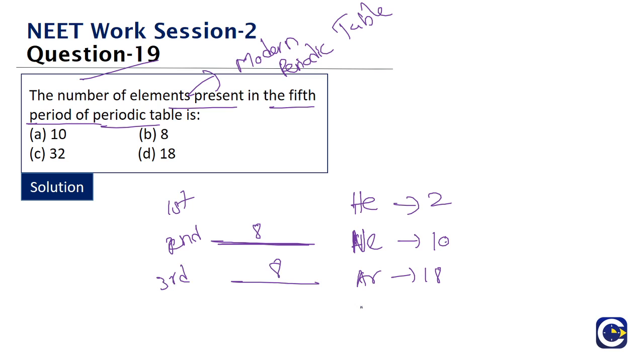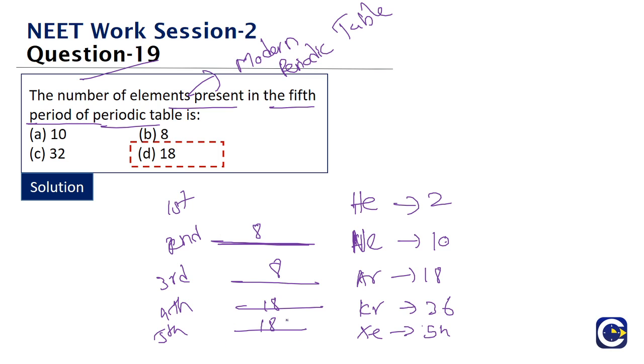18. Then below argon comes krypton, atomic number 36. This is the fourth period. So here we'll have 18 elements. 18 plus 18, 36. Then xenon, 54. That is the fifth period. So look at this, 36 plus 18 is 54. So that is what we are looking for, the fifth period. So in the fifth period, what is the number of elements? 18. Then comes the sixth period.